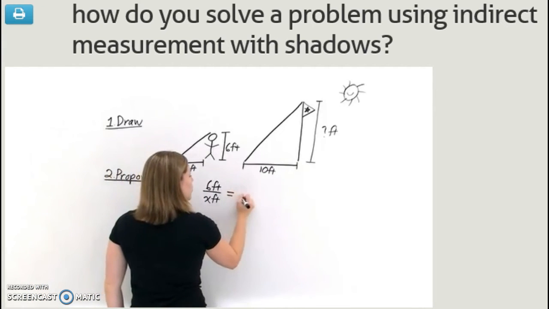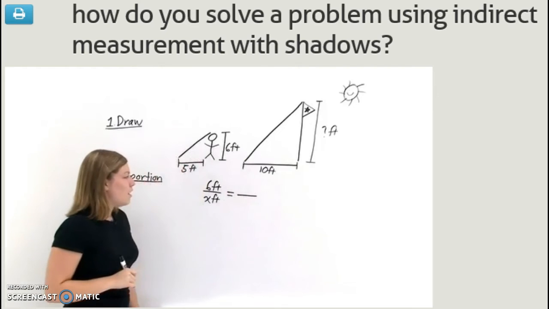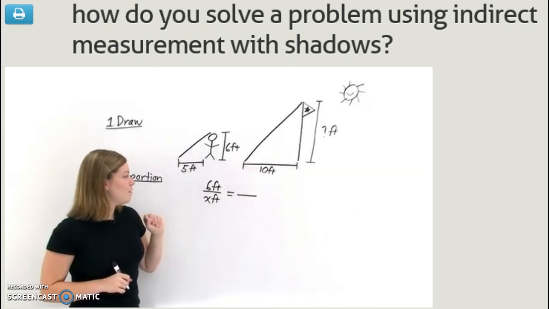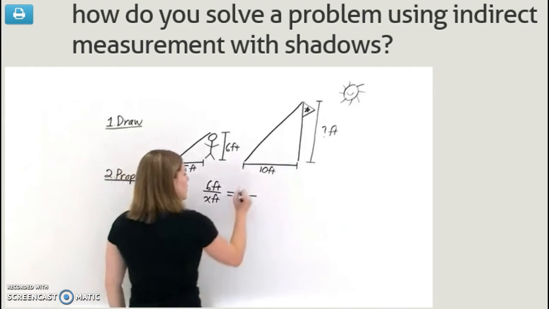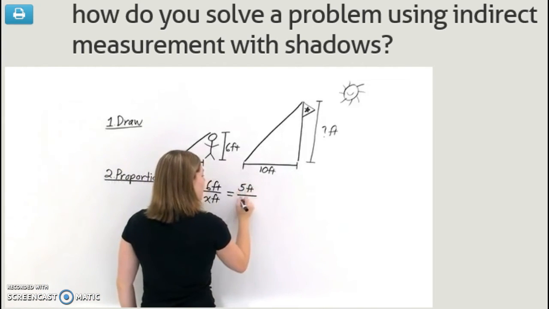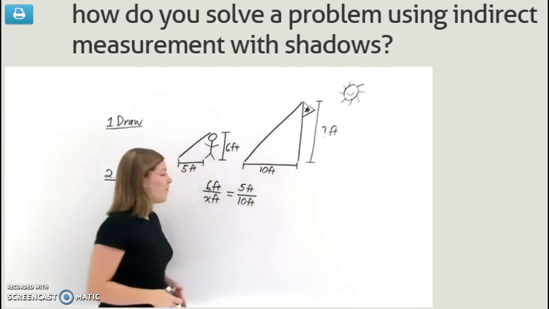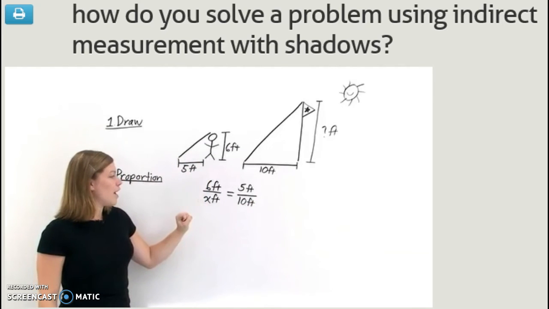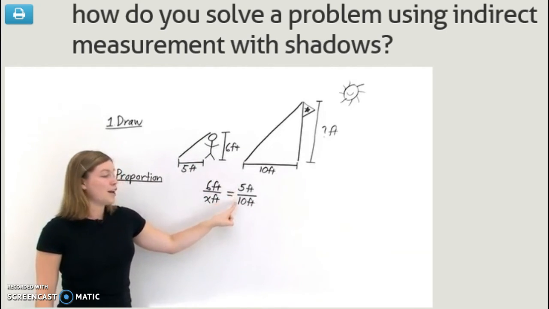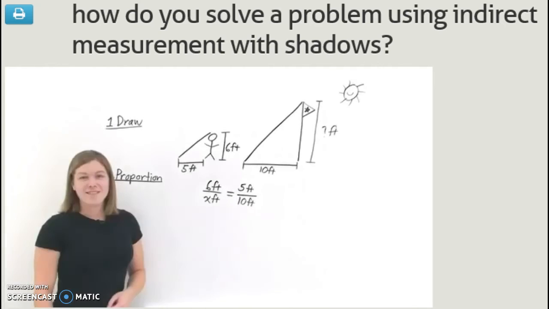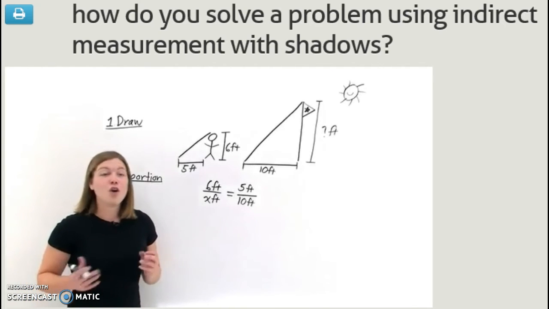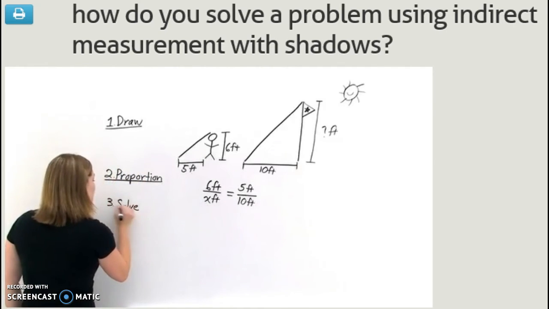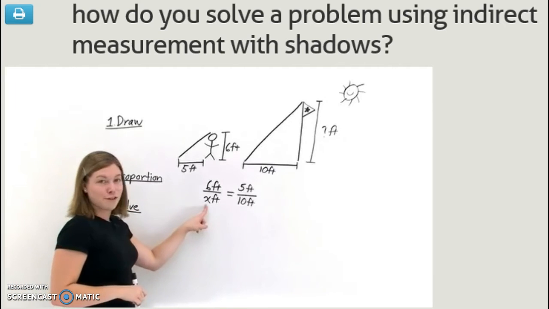Now to create a proportion, we need to set this equal to another ratio. Now this needs to be another something of ours over something of the flagpole's. Well, our shadow is 5 feet, and the flagpole shadow is 10 feet. So now we've created a proportion. We have our height over the flagpole's height, and that's equal to our shadow over the flagpole shadow. Since we now have this proportion, all we need to do to get this missing length is to solve our proportion. So let's take this proportion and solve it for x.